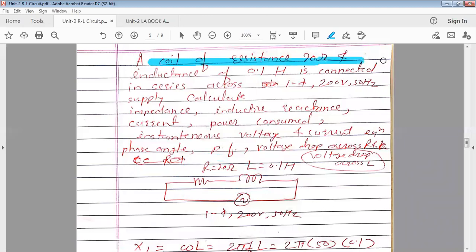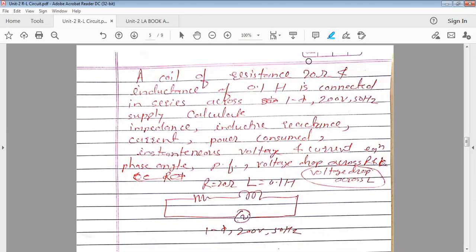Okay, so a coil of resistance 20 ohm and inductance 0.1 Henry is connected in series across a single phase 200 volt, 50 hertz supply. So see here, whatever the coil, its internal resistance is 20 ohm, that we are going to denote by capital R, as in the earlier derivation, and here inductance is 0.1 Henry. It is connected across single phase AC voltage 200 volt. This 200 volt again you have to consider as an RMS value.